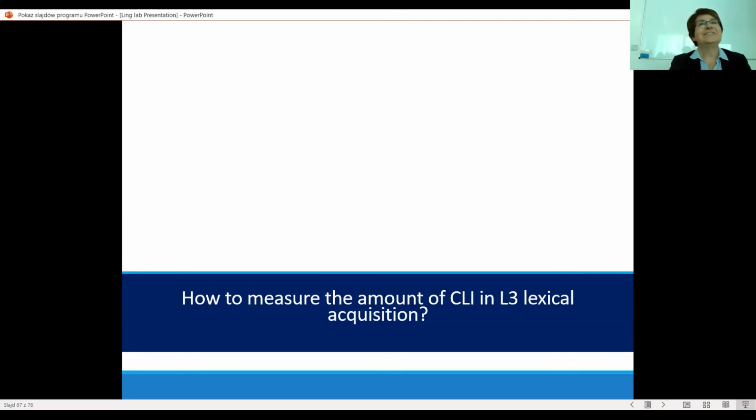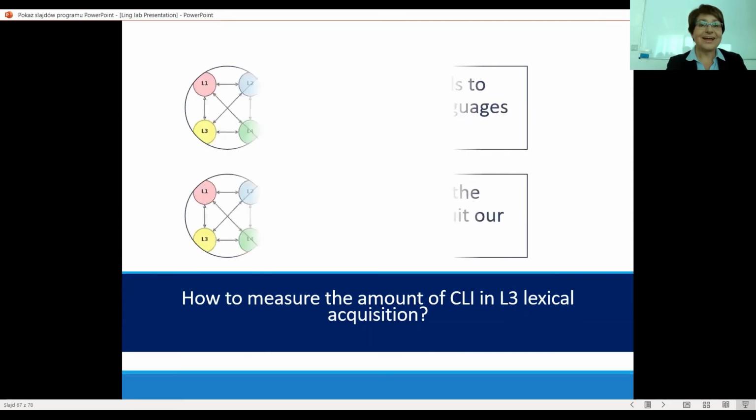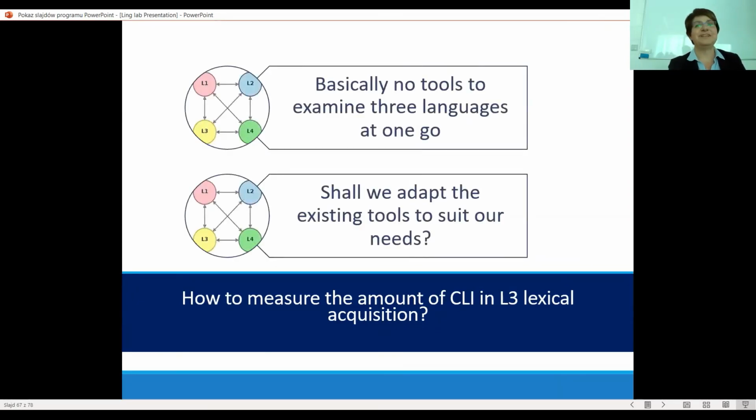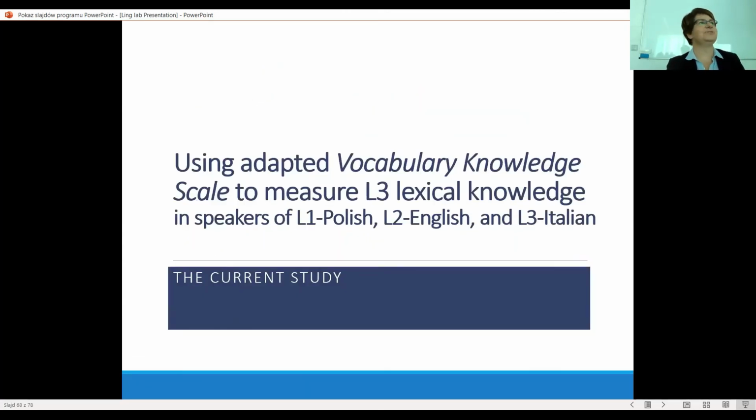So the question is how to measure the amount of cross-linguistic influence in third language lexical acquisition. This is what we arrived at: basically, there are no tools to examine three languages at one go. We decided that we might have to adapt some of the existing tools for the purpose of our pioneering study, and that's what we did. We used a tool that is well known in second language acquisition, the vocabulary knowledge scale, and we tried to use it for three different languages.